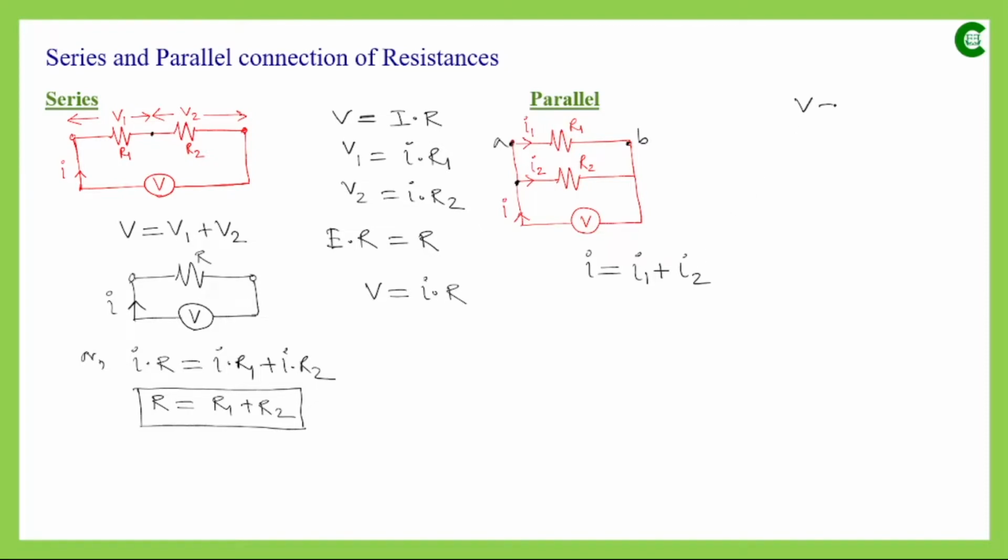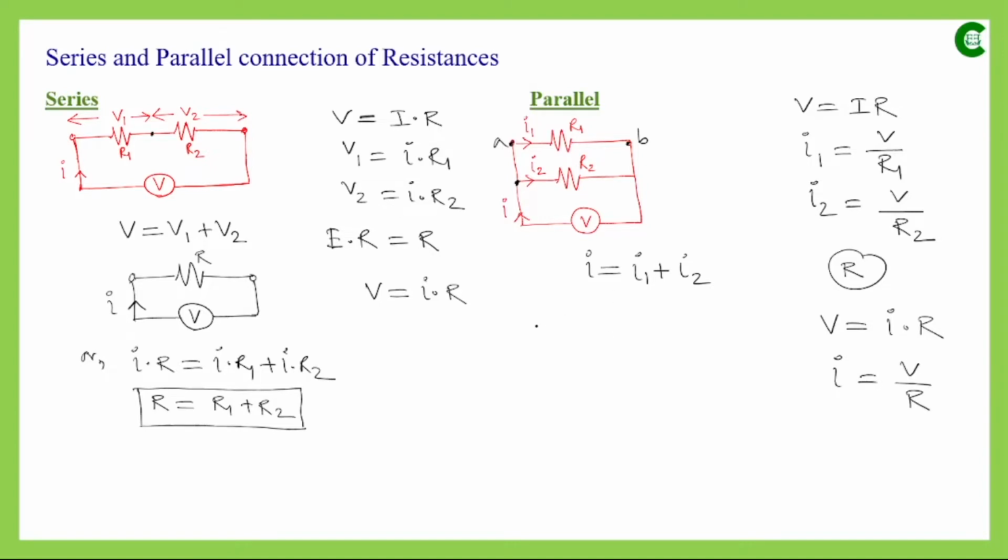Now from Ohm's law, again we know that V will be equal to IR. So if we find out the individual current values, I1 will be equal to V by R1, and if we assume that the equivalent resistance value of that parallel connection is R, then again it will obey Ohm's law, and we can write V equals I into R. Now if we replace all these values of I1, I2 and I in this equation, what we can write is V by R equals V by R1 plus V by R2.